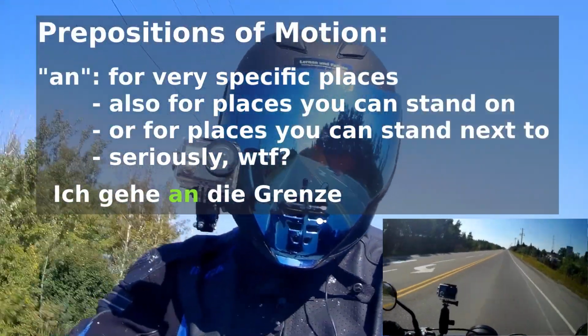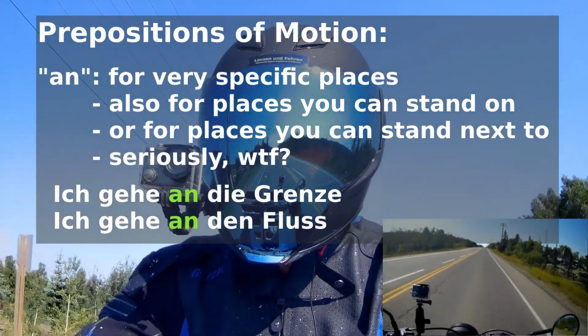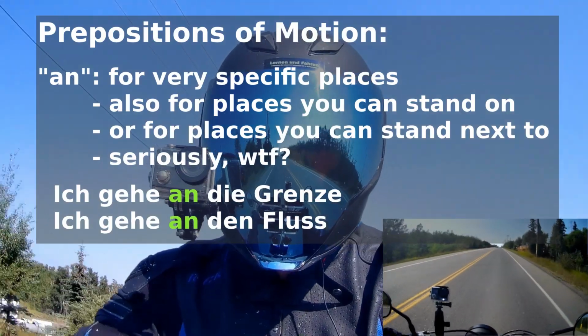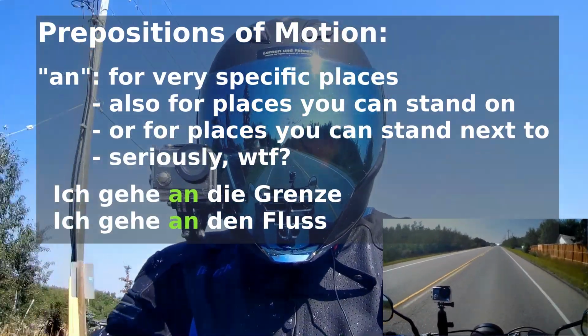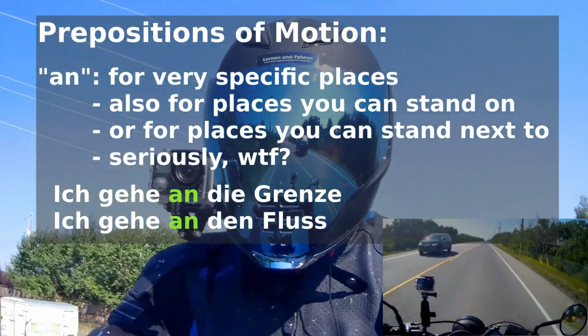I'm going to the river. Ich gehe an den Fluss. But I can't stand on a river. Why do we use an for that one? Well, I guess it's because you can stand next to the river. Therefore, we use an there instead of zu. Yeah, I know. It's crazy weird.